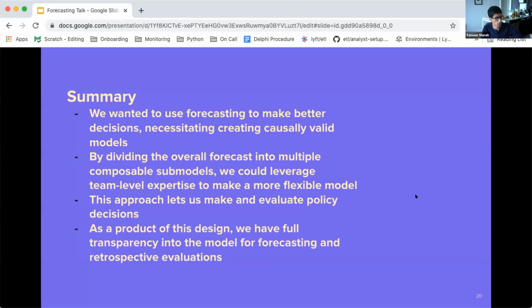Very briefly in conclusion, we wanted to use forecasting to make better decisions. And we think we found a pretty good way to do so by composing a set of causally valid submodels. And in general, we would advocate for using this or a similar approach, especially when you use forecasting in a similar way to make better decisions.